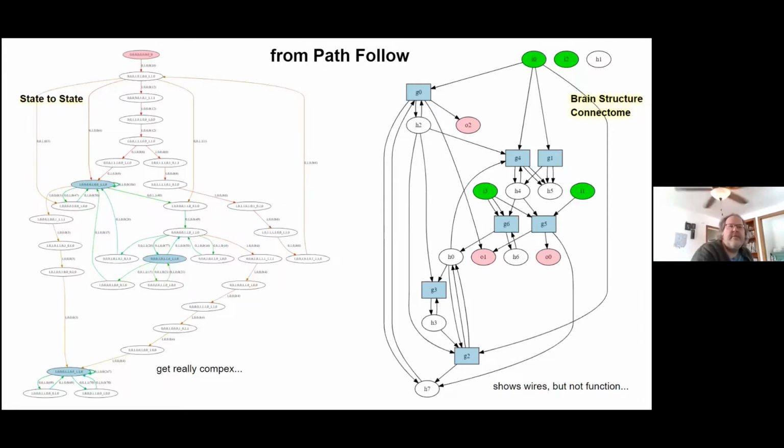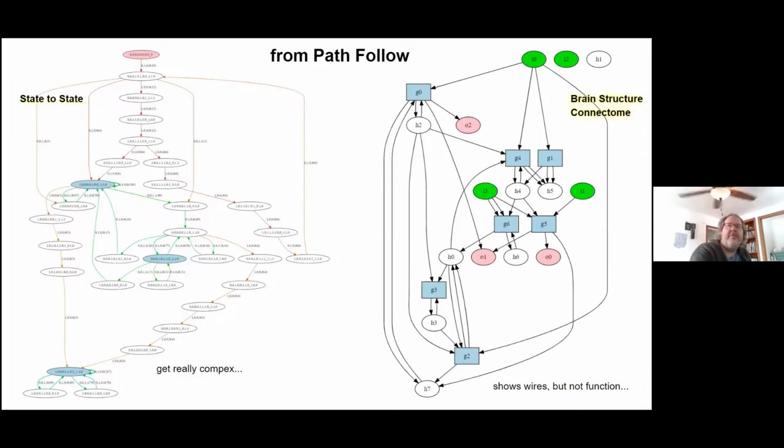These state-to-state diagrams tend to get very complex, and so they can be difficult to analyze. This thing on the right is the brain structure, or the connectome, for a Markov brain. The green circles are inputs, the red circles are outputs, the white circles are the hidden or memory nodes, and the blue squares are the gates. You can see how the different inputs, outputs, and hidden nodes are connected through gates.